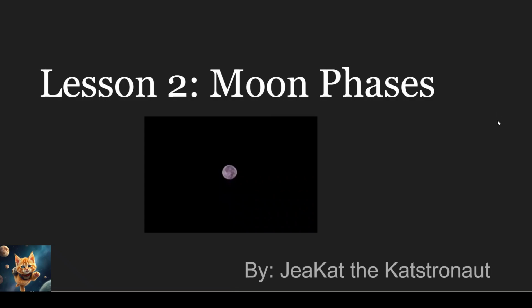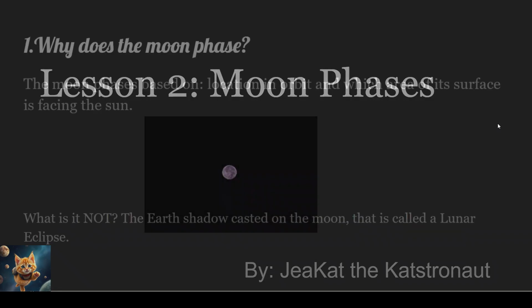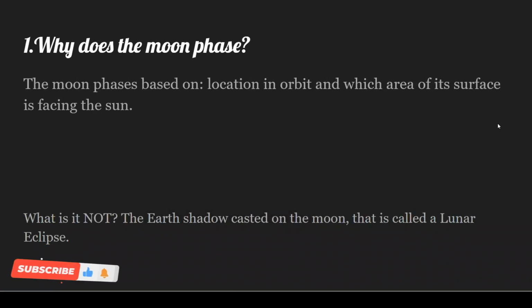Today's lesson will be about moon phases. Why does the moon phase? The phases are based on the location of the moon in its orbit and which area is illuminated by the sun. But it is not the Earth casting a shadow on the moon. That would be called a lunar eclipse.